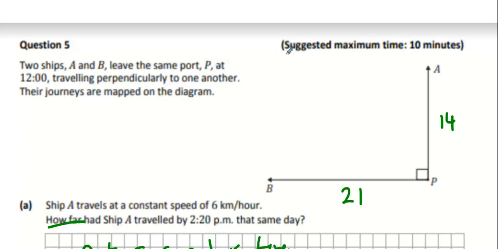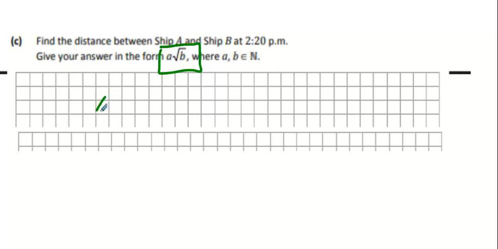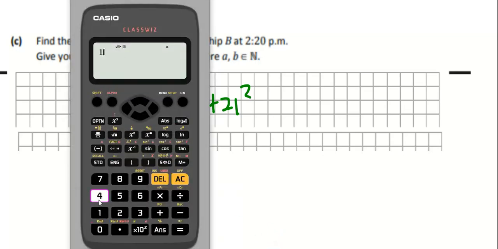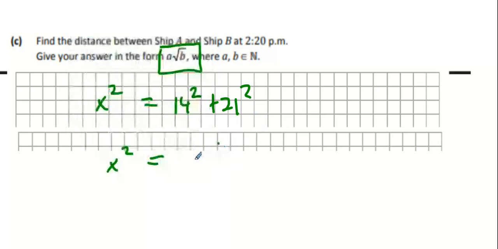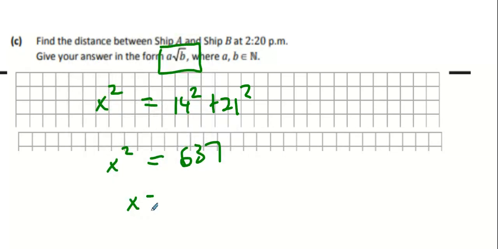So if you go back to your original question, we're doing Pythagoras' theorem. Everybody ready? We want to get this distance here. Let's call it x. X squared equals 14 squared plus 21 squared. Lads, what is 14 squared plus 21 squared? 637, square root that. 7 root 13. Who got 7 root 13? Awesome. All right, lads.